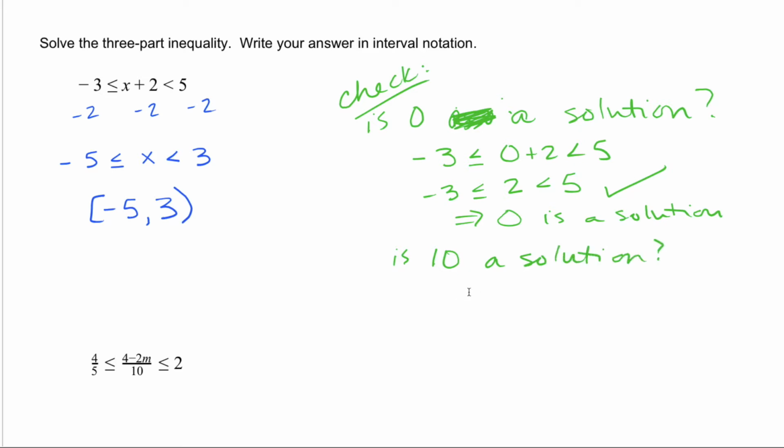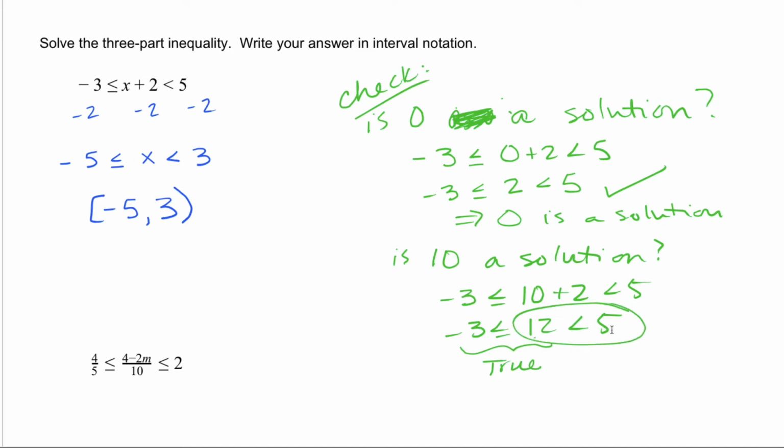So we start back with our original inequality. -3 less than or equal to 10 plus 2 less than 5. -3 less than or equal to 12 less than 5. Well, certainly -3 is less than or equal to 12. This is true. But this part, 12, is not less than 5, so that part's false. This implies, because remember, this is an implied and, they both have to be true. So that means that 10 is not a solution. And that's what we were checking, that something out of the region wasn't a solution.